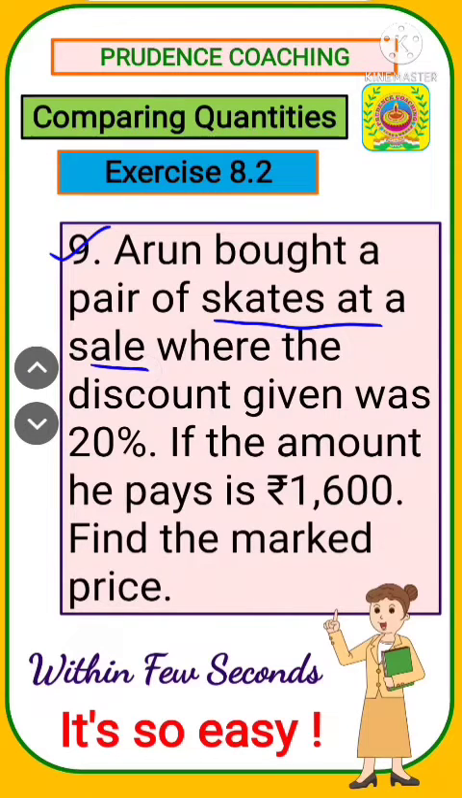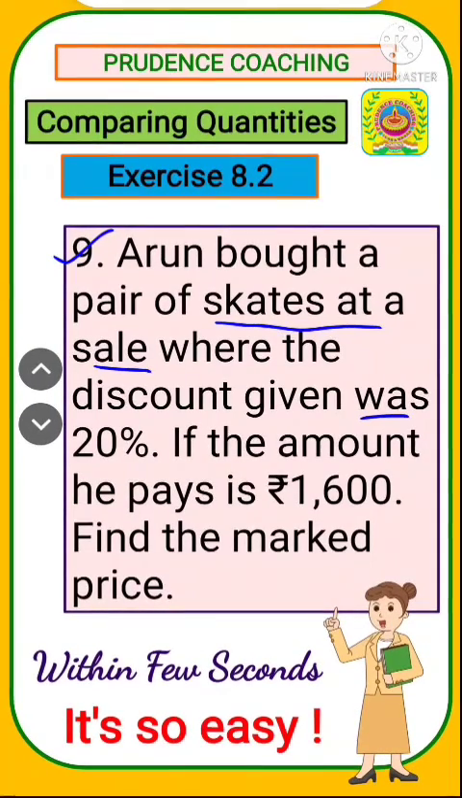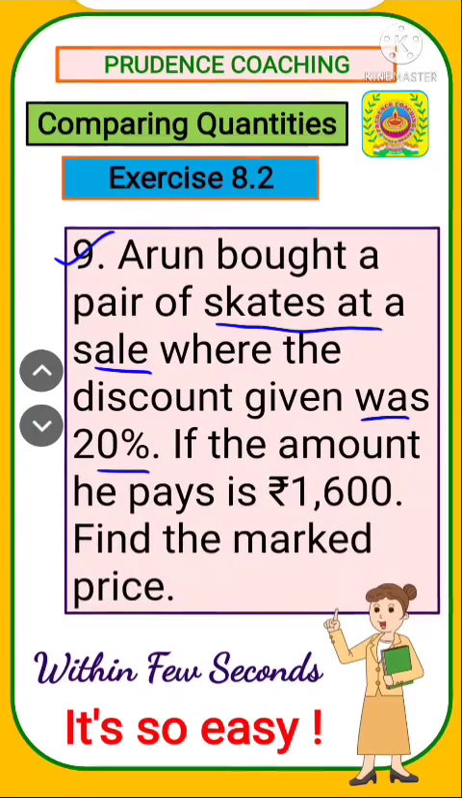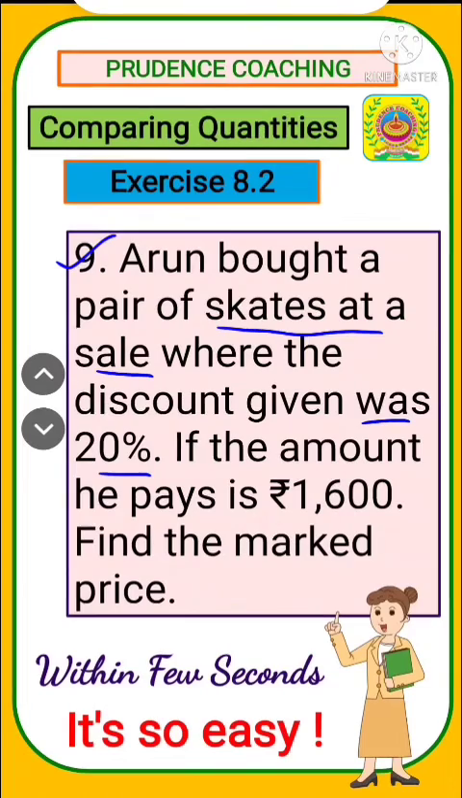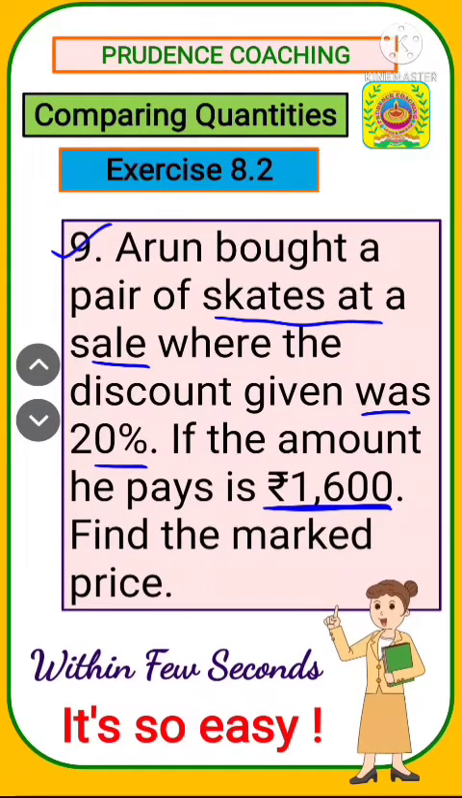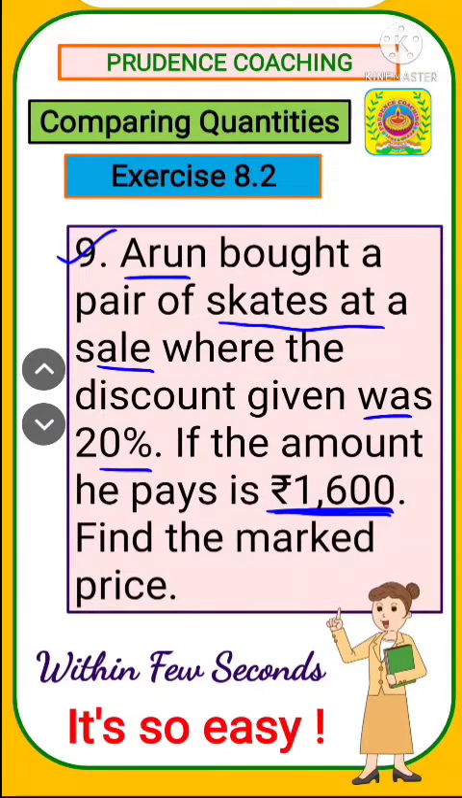Arun bought a pair of skates at a sale. So a sale was going on. From there, Arun bought a pair of skates where the discount given was 20%. So a 20% sale was going on. If the amount he pays is rupees 1600, here this 1600 is the selling price from the point of view of the shopkeeper, but from the point of view of Arun, this is the cost price. But we will solve the sum from the point of view of the shopkeeper. That will make our sum easier, and we are asked to find out the marked price.